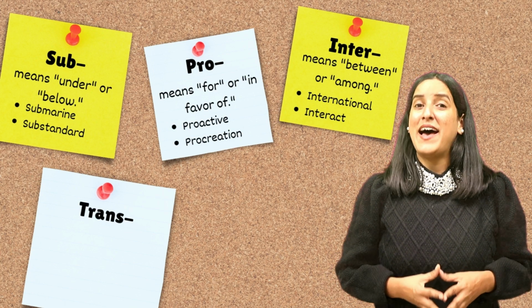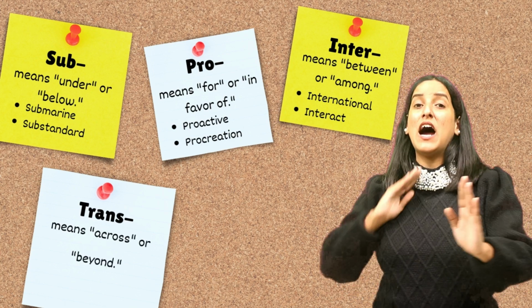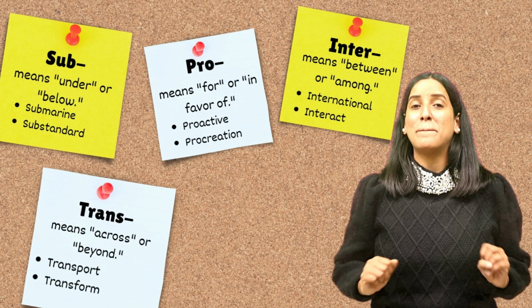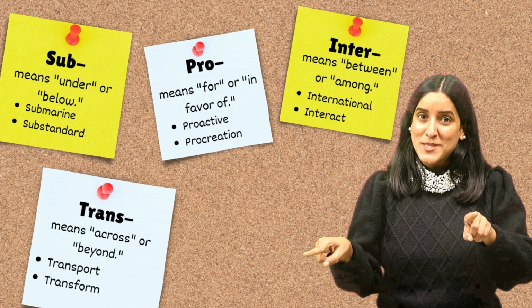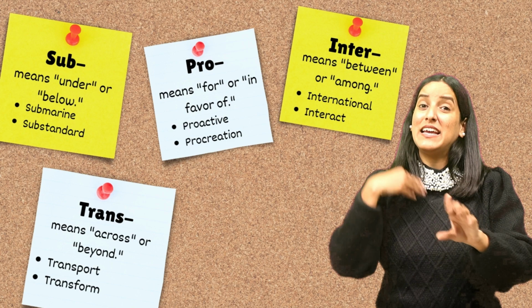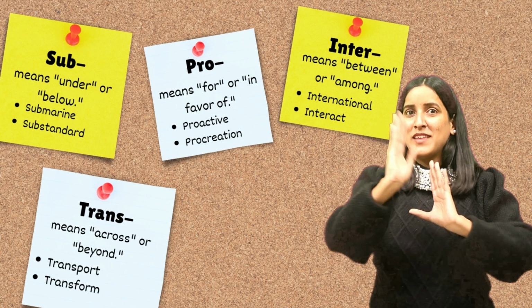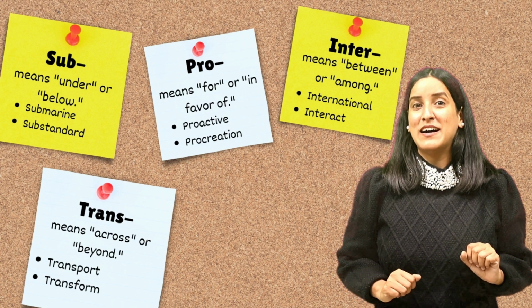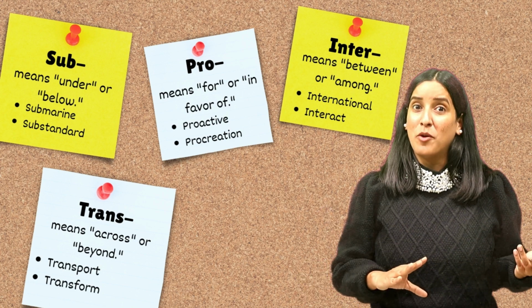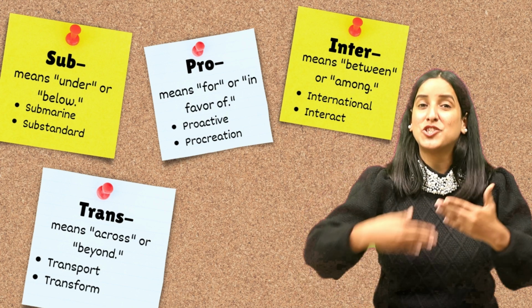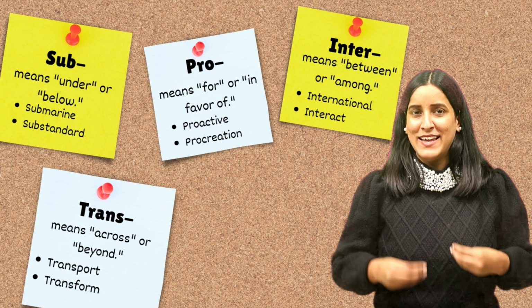What about this one? Trans. Now this prefix means across or beyond. For example, port becomes transport, right? Which means to carry across, like transportation of goods, transport. Form becomes transform, which means to change its form completely, right?